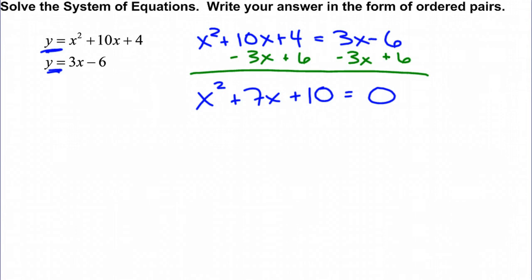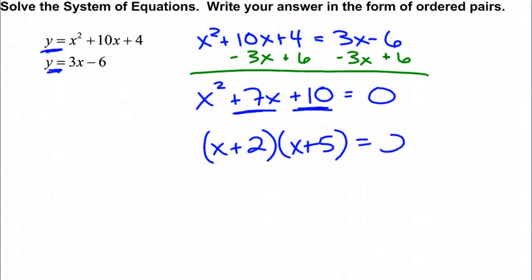We look for the factors of 10 that will add to make 7. And of course that's going to be 2 and 5. To get positive 7, we'll say x plus 2 and x plus 5 equals 0. So that means that x is equal to negative 2 or negative 5. Well, those are just the x coordinates. We have to find y coordinates that go along with these.